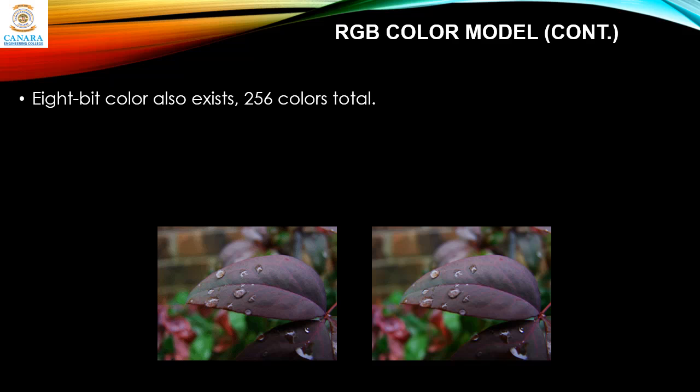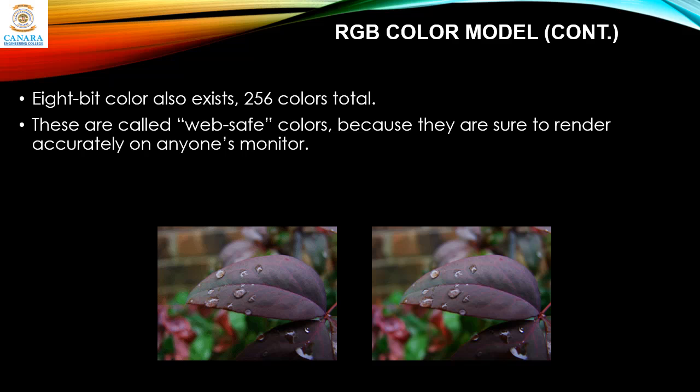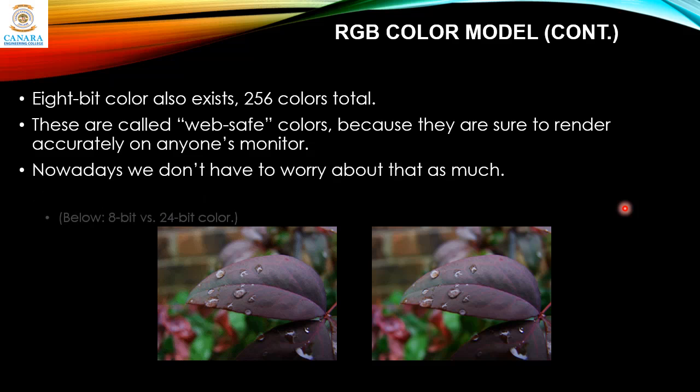Also, we can have 8-bit colors, 8 bits per pixel. It means only 256 total colors. And these are called web safe colors because they are sure to render accurately on anyone's monitor. So this is an 8-bit color, and this is a 24-bit color. And for the smaller image, the differences are hard to identify.